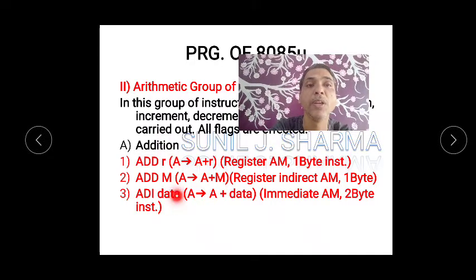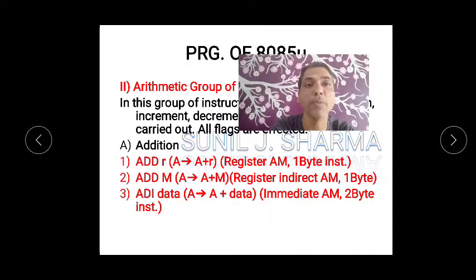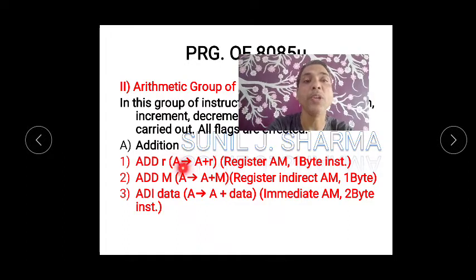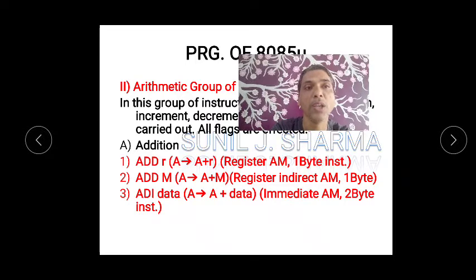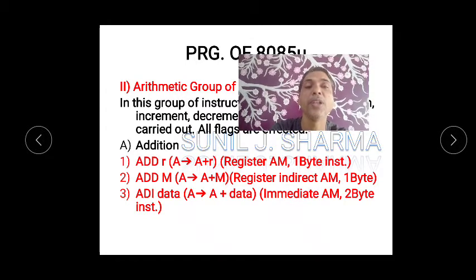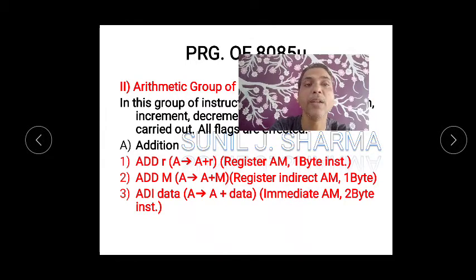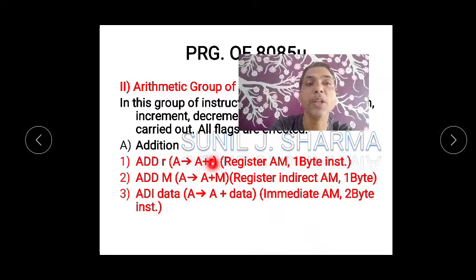Now for addition you require 2 things. By default the accumulator is there. So ADD R means any of the registers. I think we have 7 registers: A, B, C, D, E, H, L. So that can be added, like A is equal to A plus R, and the final result will be stored in the accumulator only. So remember that ADD R means A is equal to A plus R.